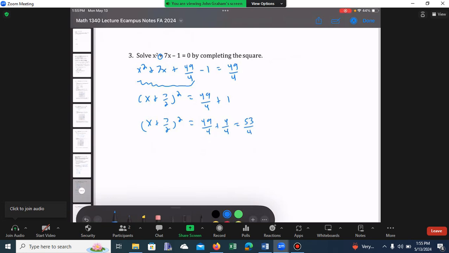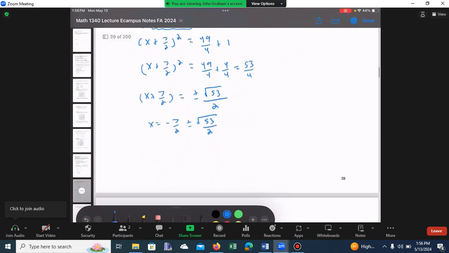So now we'll take the square root. X plus 7 halves equals plus or minus the square root of 53 over 2. And then subtract the 7 halves over to get negative 7/2 plus or minus square root of 53/2. But you can write it that way, or you can write it as one denominator. Either way is fine.